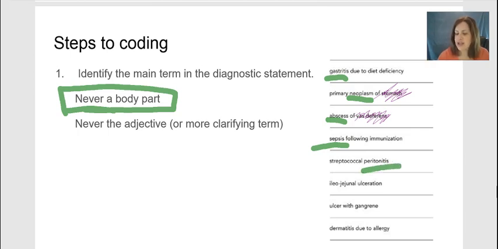Okay. Next one, ileojejunal ulceration. This is a body part. It's your intestines. You're left with ulceration. The next one is ulcer with gangrene. Now this is an interesting one because ulcer and gangrene are both what's wrong with the patient. So this one isn't like the diet deficiency causing the gastritis, where one didn't cause the other. The patient has both of them going on.